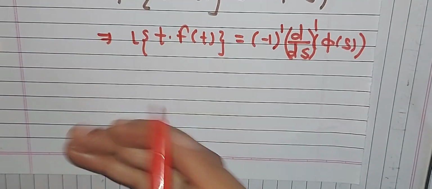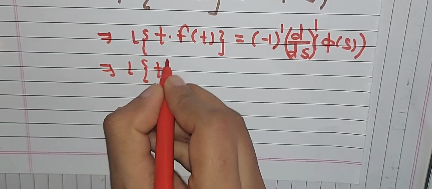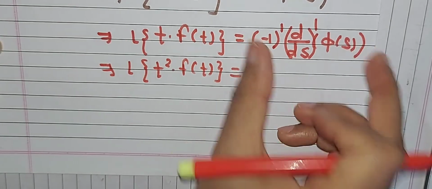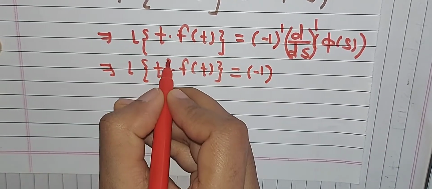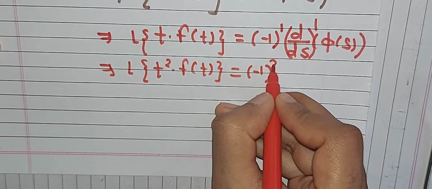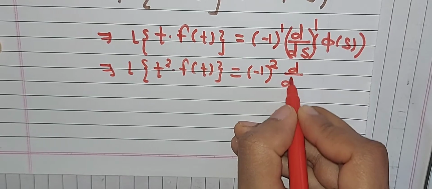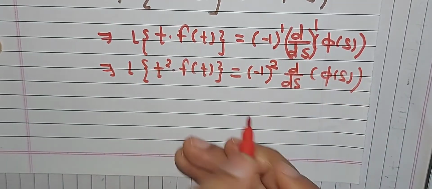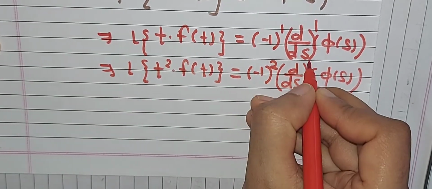Next, when we have Laplace of t square into f of t, then we can write this RHS as, write this minus 1 as it is. Here t has a power 2, therefore we can write this as minus 1 raised to 2. Again this d by ds, take it as it is, therefore d by ds of phi of s will remain as it is, but here t has a power 2, then we can write d by ds raised to 2.